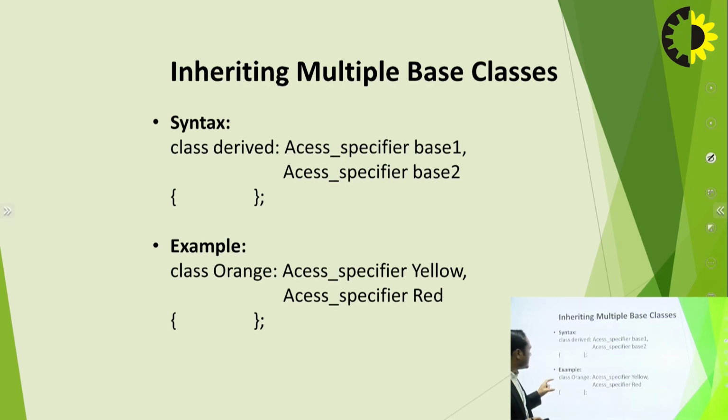Similarly, in the next example, you can see here class orange, access specifier yellow, access specifier red. So orange may be yellow or red, and it has the properties of two base classes.